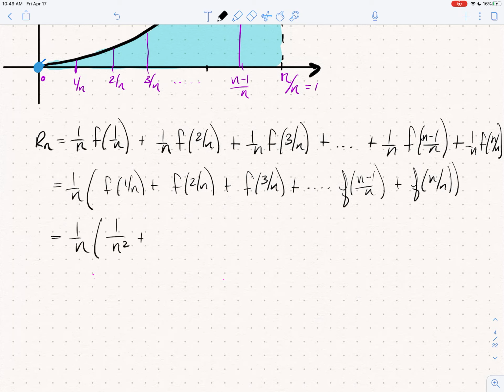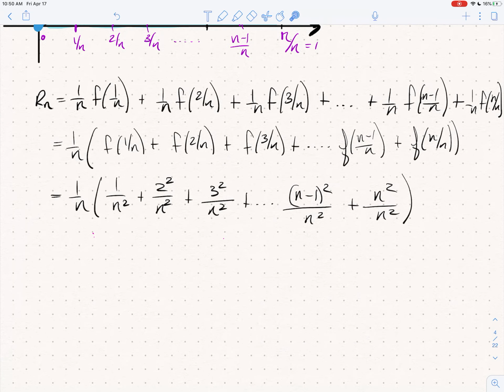I get 1 over n squared plus 2 squared over n squared plus 3 squared over n squared plus dot dot dot, n minus 1 squared over n squared plus n squared over n squared. All right. And now I'm going to say, oh, look, each one of these has an n squared downstairs. So let's factor that out as well.